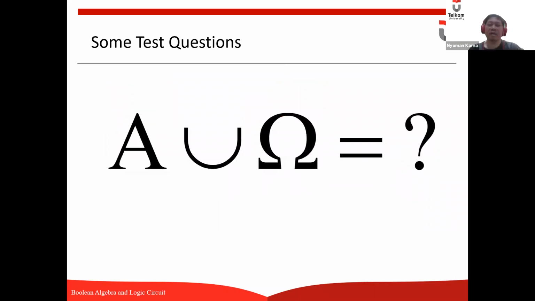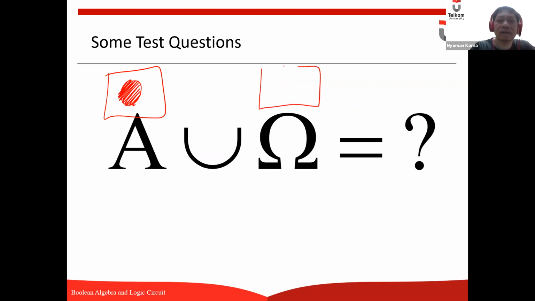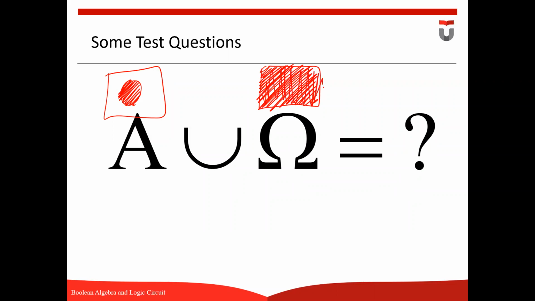Okay. Now, next one. What is A union universe? This is A, and this is universe. What is A union universe? Universe. Correct.